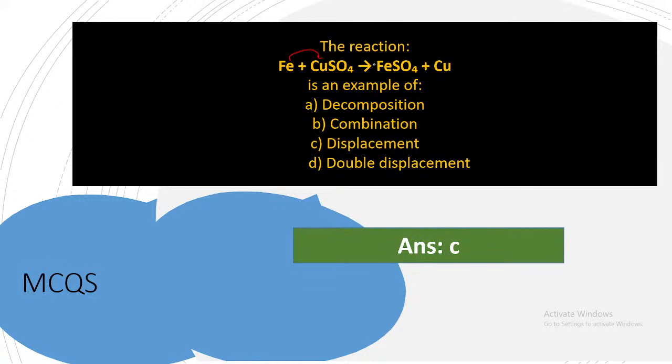Copper is released and iron has displaced copper. It cannot be decomposition because it is not breaking down from one single compound into many. Combination also cannot be, because no single compound is formed on the product side. Now remaining are displacement and double displacement. In double displacement, there is no other compound to be interchanged. Only one element is displacing another, so it is a single displacement reaction. So option C is the correct one. Okay, let's move to the next one.